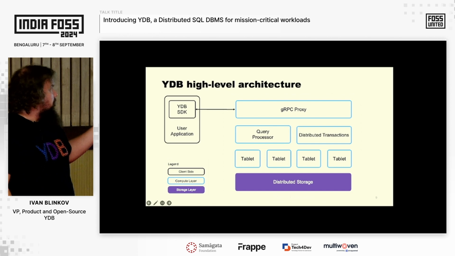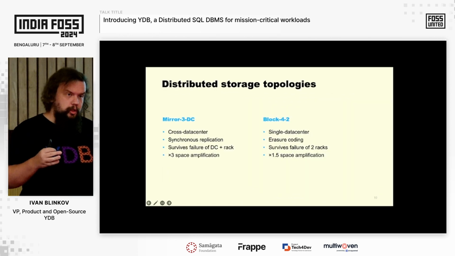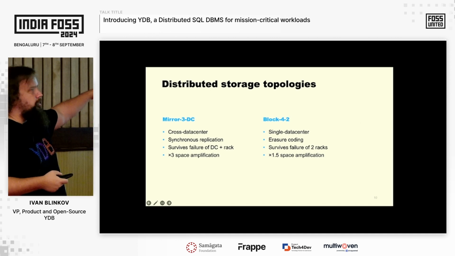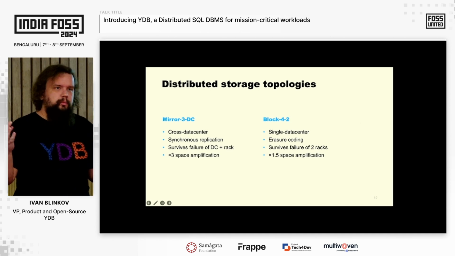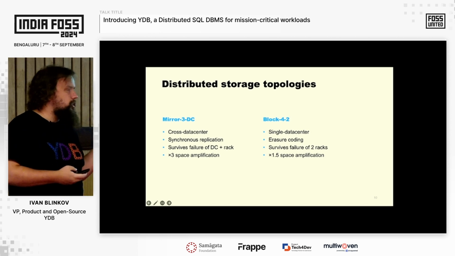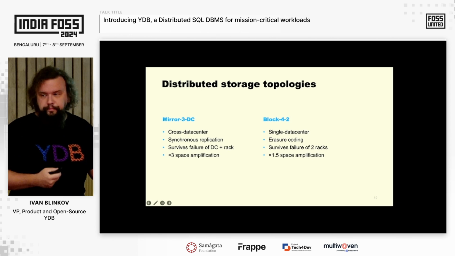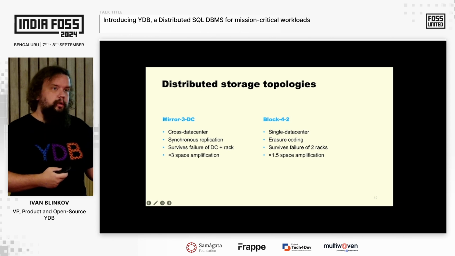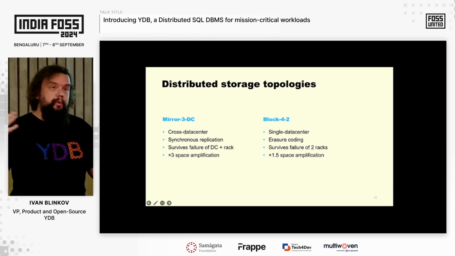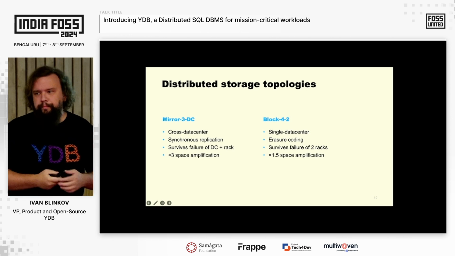So let's take a closer look at the distributed storage layer. It provides two main operating modes. I was mostly talking before about the left one, Mirror 3DC. It's a cross-cluster mode that provides the most resilience in terms of fault tolerance. But because it's basically copies of data, so replicas, it provides 3 times space amplification. So you need 3 times more disk capacity to store each logical piece of data.